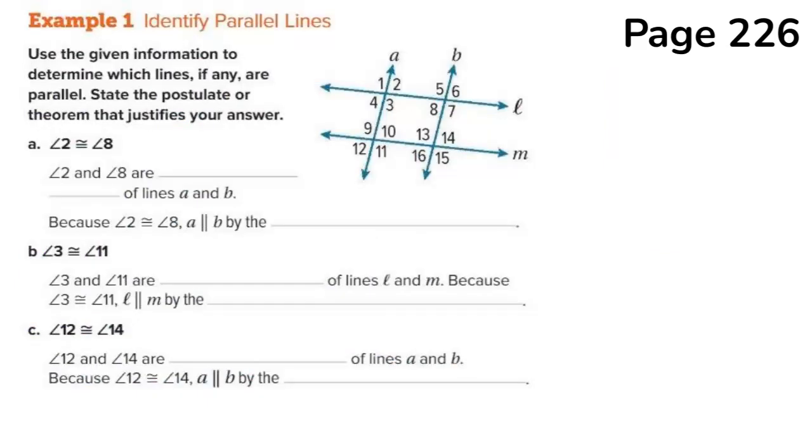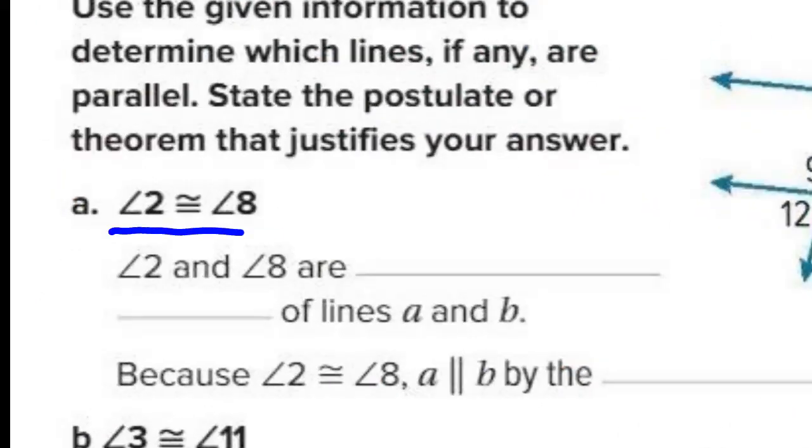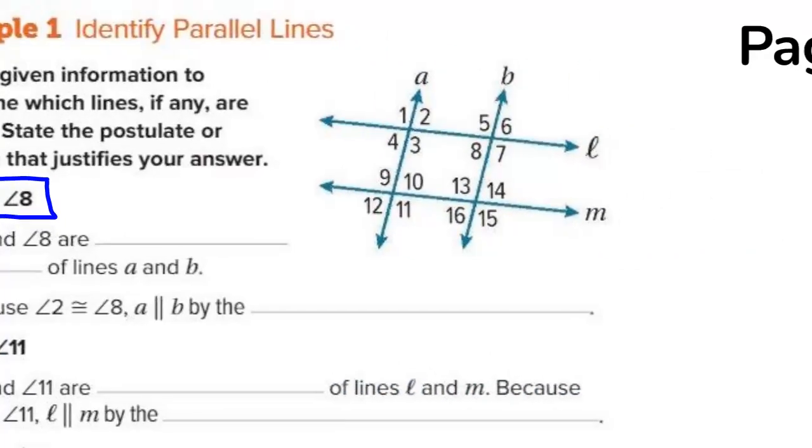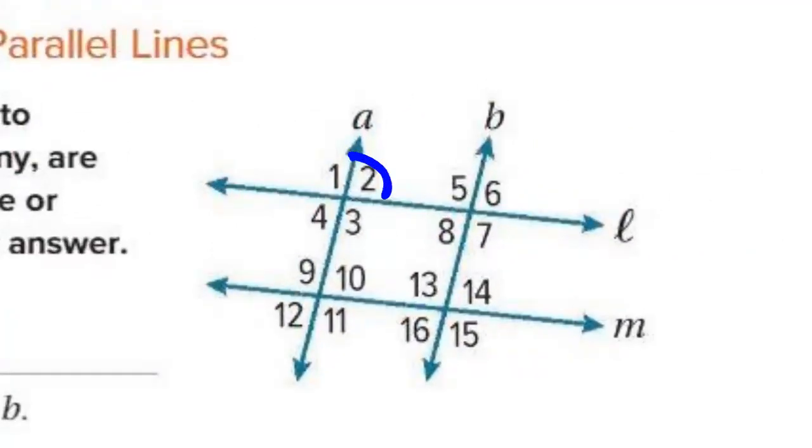This is all going to rely on determining what the name of the angle pair is. That's how I'm going to know which converse I'm using. So in example number 1, part A, the first thing they tell me is that angle 2 and angle 8 are congruent. What's the transversal connecting those two? L is the transversal connecting those two angles.